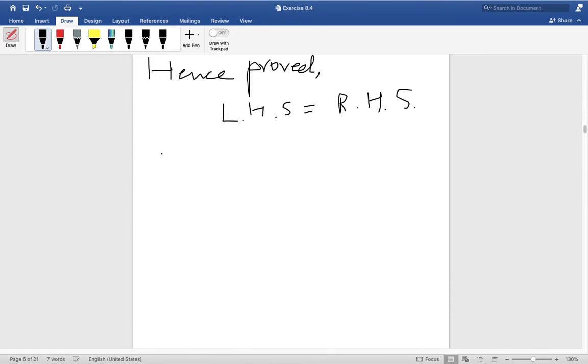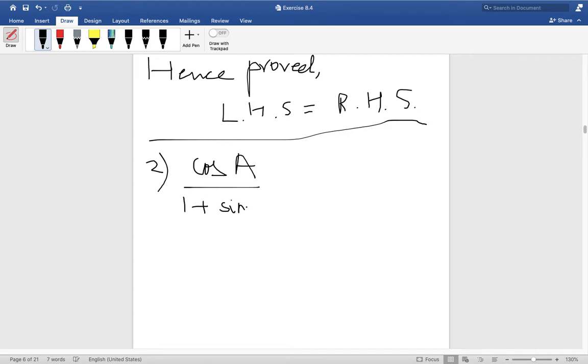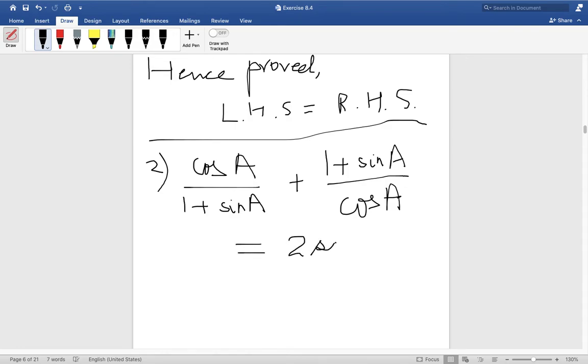Now let us have a look at the second one. Second identity is: prove cosine of A by 1 plus sine of A plus 1 plus sine of A divided by cos of A is equal to 2 secant A. So what I said earlier was just convert everything to sine and cos. When we look at the left hand side, it's already in sine and cos.